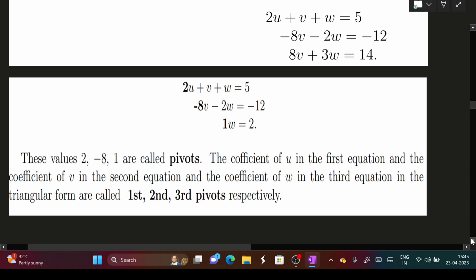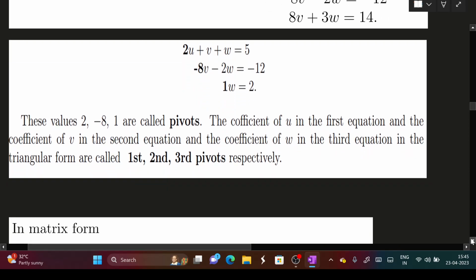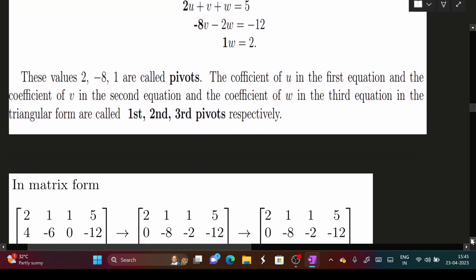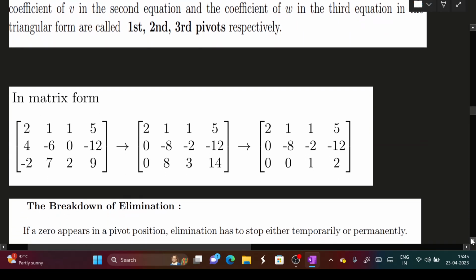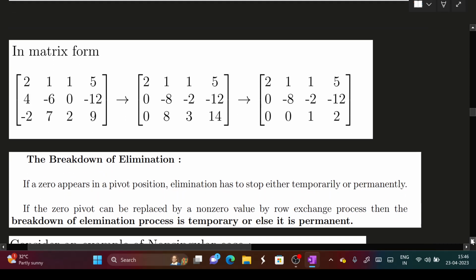Okay, so the next question is whether the same thing, whatever we discussed in equation form, if we want to do it in matrix form, then we will get it in this format which we have already discussed.